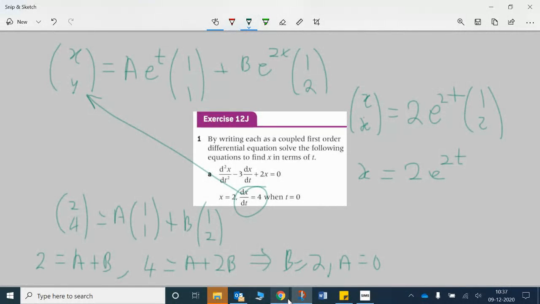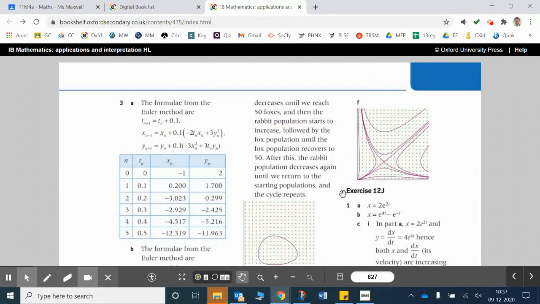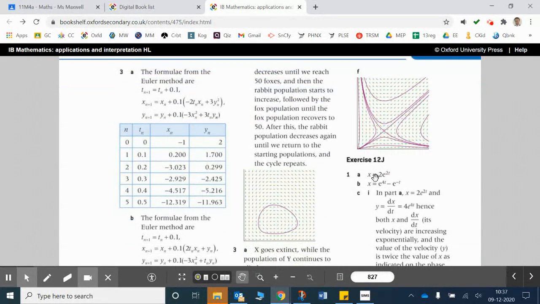Okay, right. Let's just have a look at what it says in the book. So let's go to the answers on this one. And there we go. We can see we've got x is equal to 2e to the 2t there.